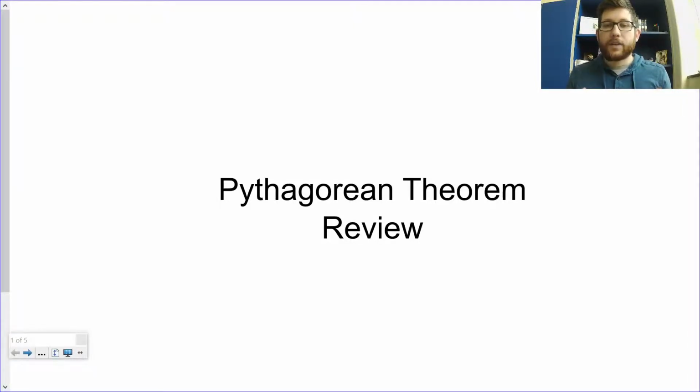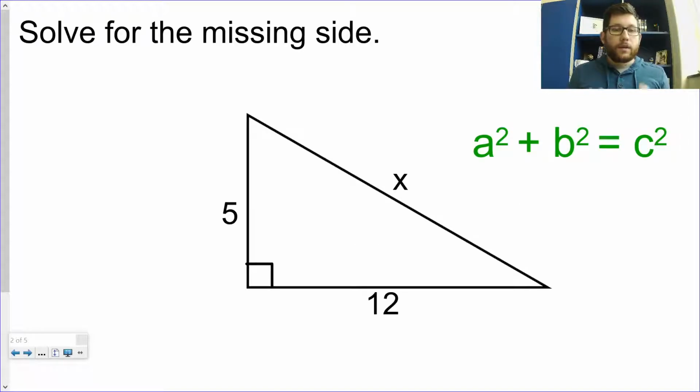All right, guys, in this video, we're going to review the Pythagorean Theorem. When we're reviewing the Pythagorean Theorem, it is always good to start with the formula. The Pythagorean Theorem is a squared plus b squared is equal to c squared. We can use that when we're trying to determine a side of a right triangle, or if a triangle is a right triangle. Those are the two different uses we have.